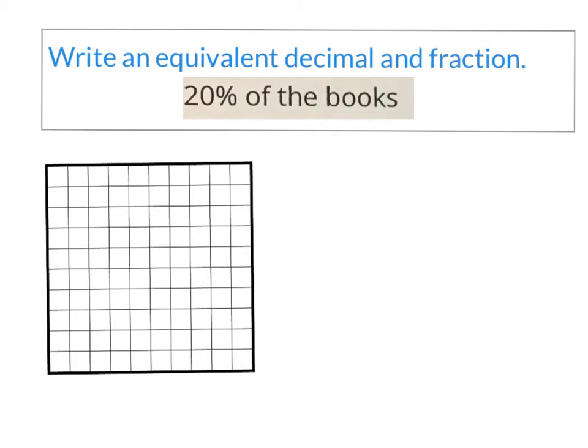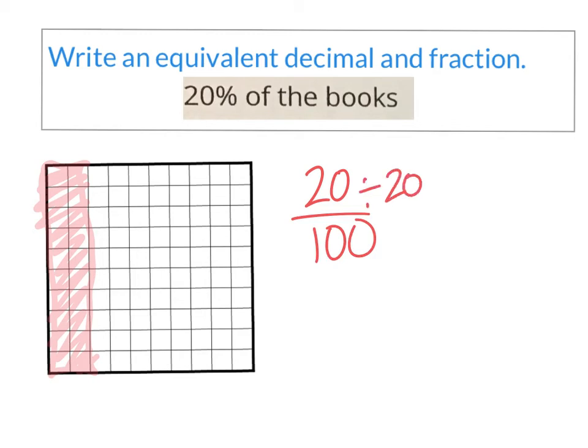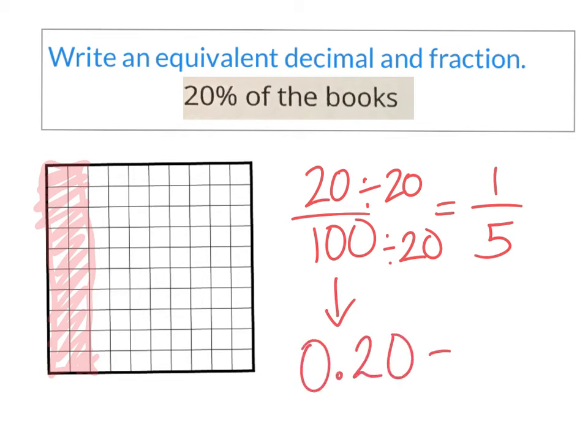Write an equivalent decimal and fraction, 20% of the books. So 20% means 20 out of 100. So here is my fraction. I'm going to simplify by dividing out the greatest common factor, which is 20. 20 divided by 20 is 1. 100 divided by 20 is 5. So there's my simplified fraction. And then my decimal is 20 hundredths. I could also write this as 2/10.